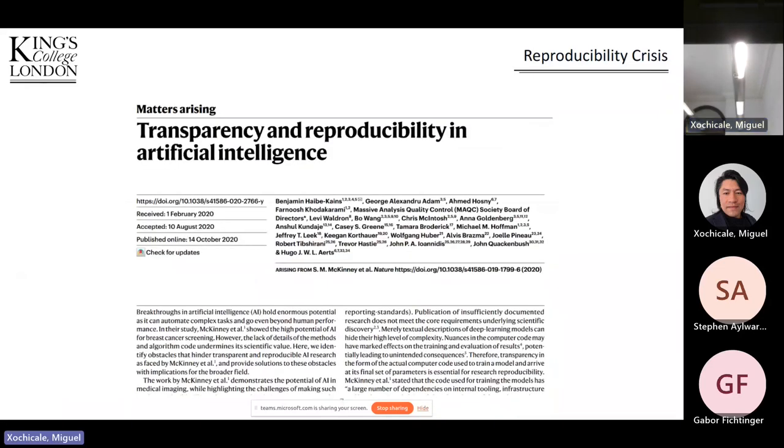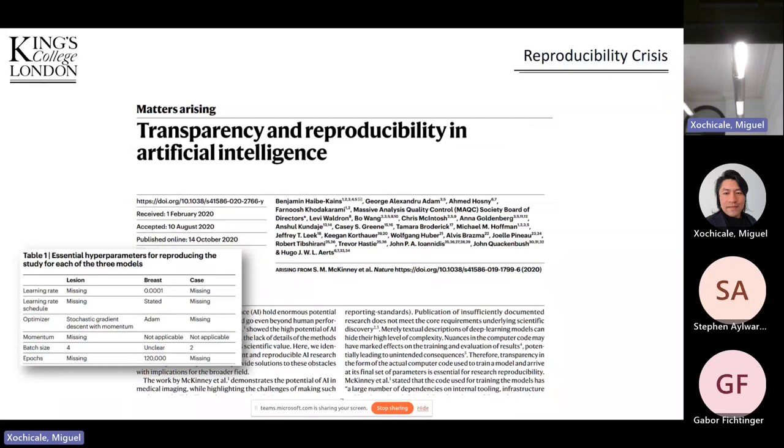Fair enough. But then a month later, 31 scientists came together and sent a letter to Nature saying, this is not acceptable, right? When we look at the paper, there are so many details that are missing, and that's the concerning aspect of that.